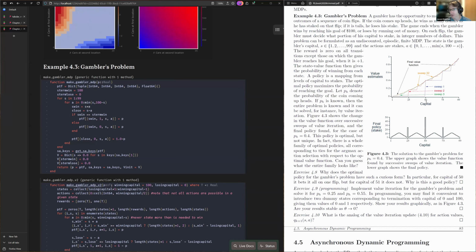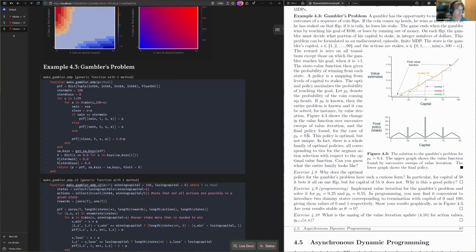Now, with a fair coin, this game is trivial, right? It doesn't matter what you do. You have an equal probability of going up or down. So the question is, when we're trying to find the optimal policy, given a bias of the coin, where PH is the probability the coin lands on heads, which is the probability that we win the coin flip, how much capital should we bet on every flip to maximize our chance of winning?